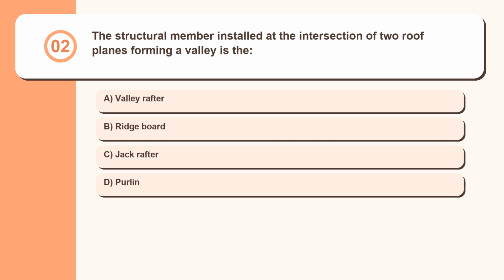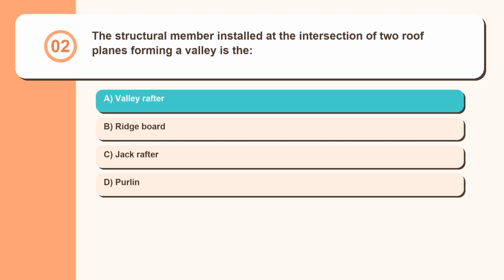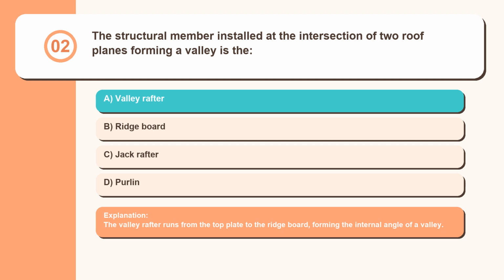Question 2. The structural member installed at the intersection of two roof planes forming a valley is the valley rafter, ridge board, jack rafter, purlin. The valley rafter runs from the top plate to the ridge board, forming the internal angle of a valley.